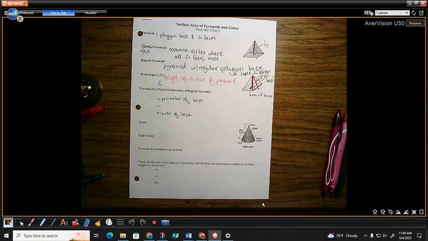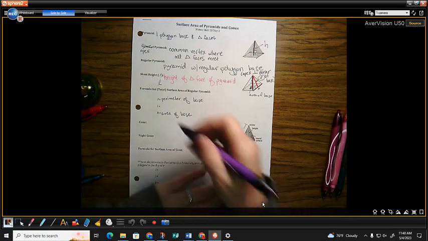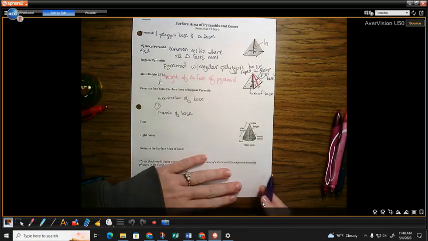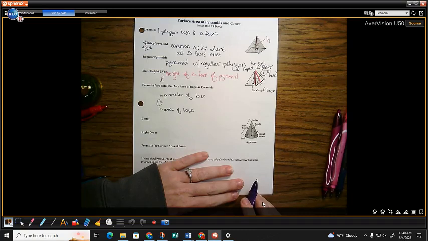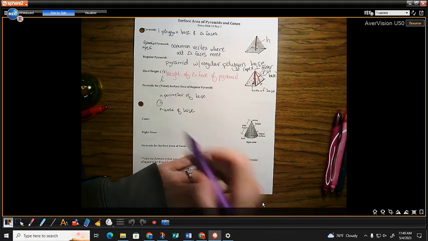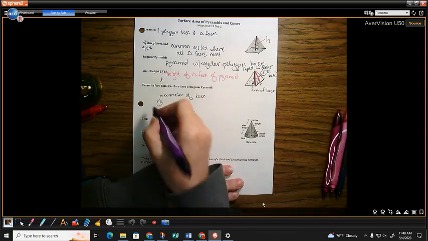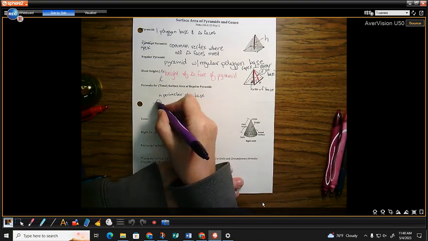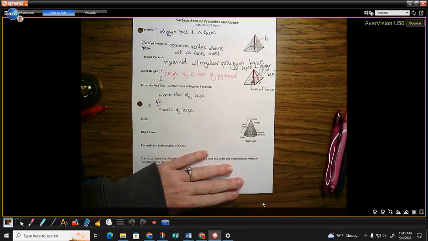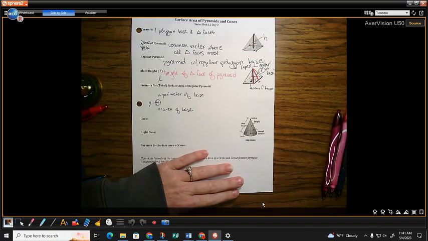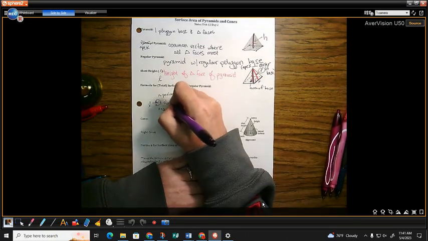Okay. But then what the heck is this? A slant height. This is an italic L. So if you're not in a font that does cursive, that italic L can be used in place of your cursive L, okay, for your slant height.